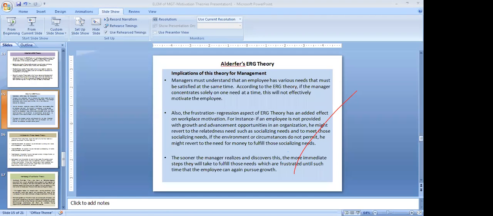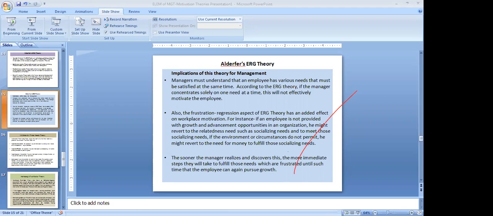Hello, dear students. Did you understand the analogy I just created? Or should we take another example explaining the frustration regression tendency? Yes, sir. Yes. Okay. Yes, please. All right.